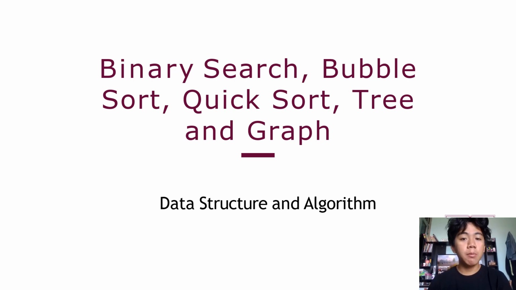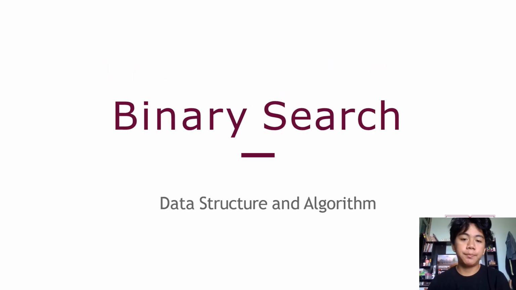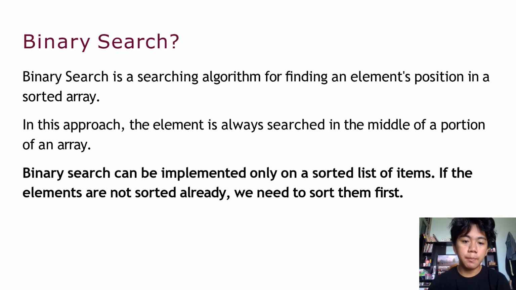And I will explain about binary search, bubble sort, quick sort, tree, and graph, including their coding example in Python, in data structure and algorithm. The first one is binary search in data structure and algorithm.